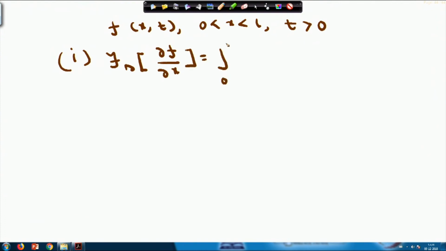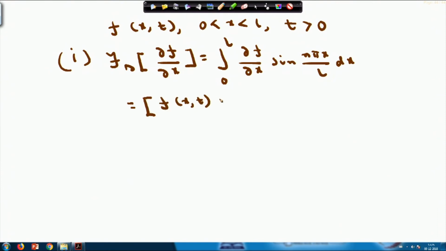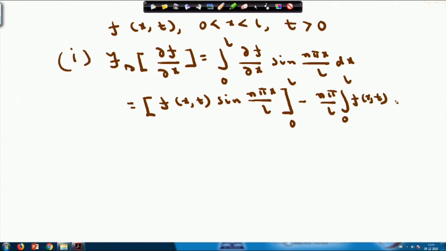From the definition, the finite sine transform of ∂f/∂x over 0 to L is the integral of ∂f/∂x times sin(nπx/L) dx. If you use integration by parts, the first part will be f(x,t) sin(nπx/L) evaluated from 0 to L, minus nπ/L times the integral from 0 to L of f(x,t) cos(nπx/L) dx.